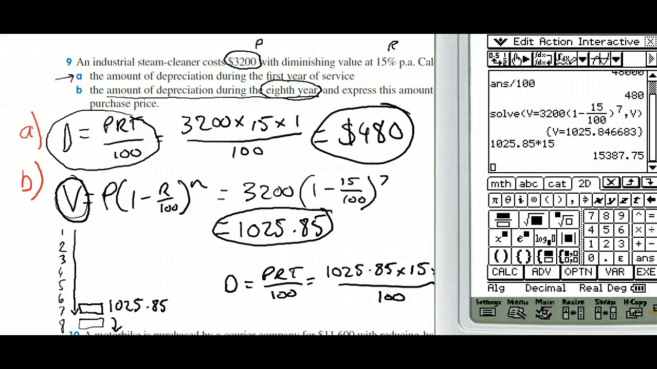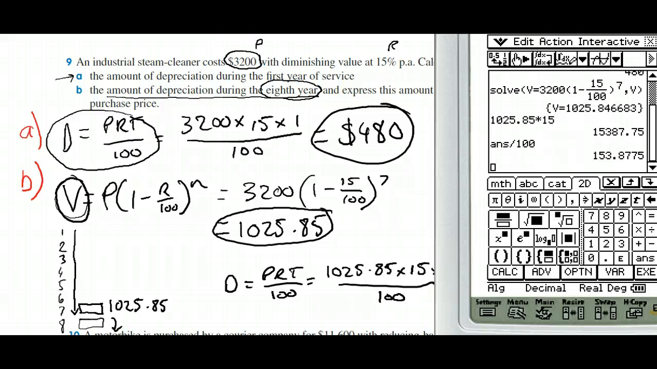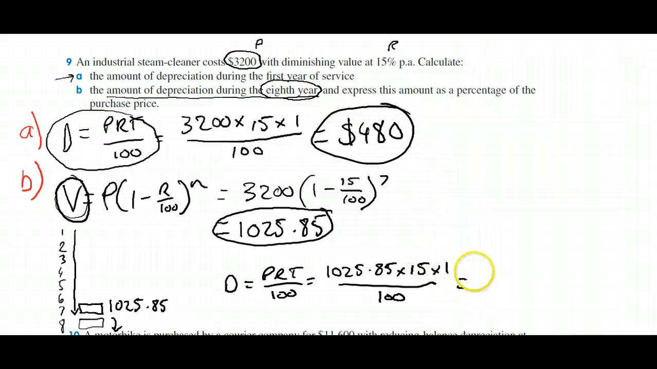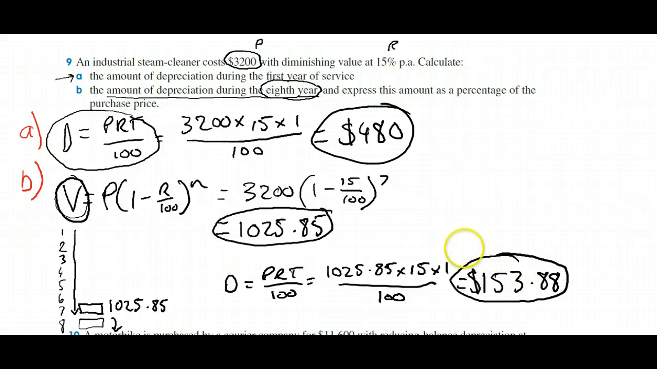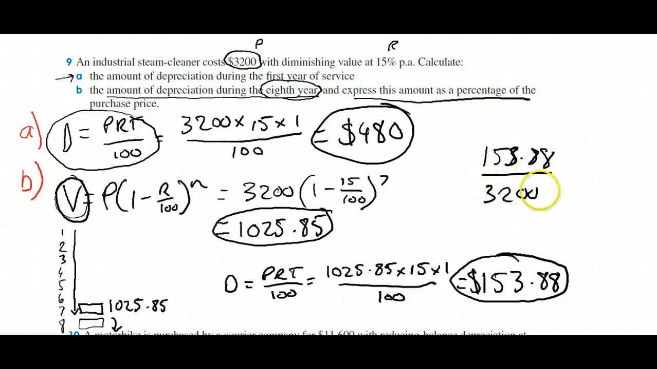We don't need to do times 1, and then divide it by 100, 153.88. So that's how much depreciation would occur in the 8th year. And then finally we need to express the amount of depreciation in the 8th year as a percentage of the purchase price. So 153.88 divided by 3,200 and then multiply it by 100%. Let's see what we get for that.